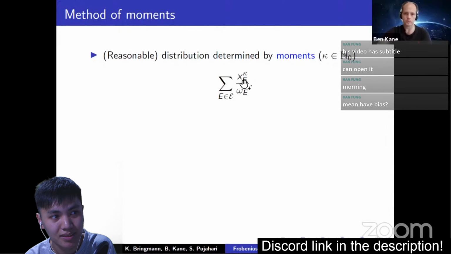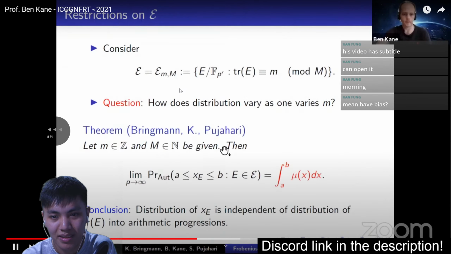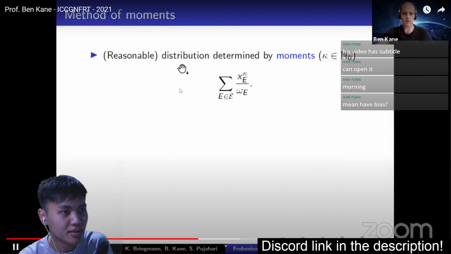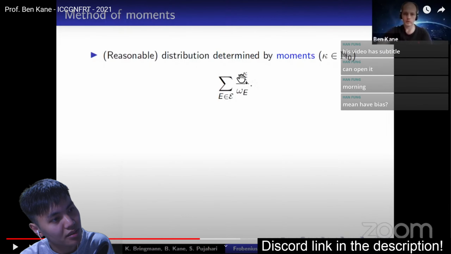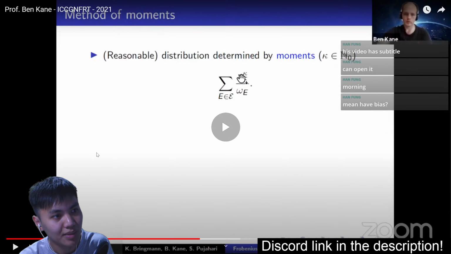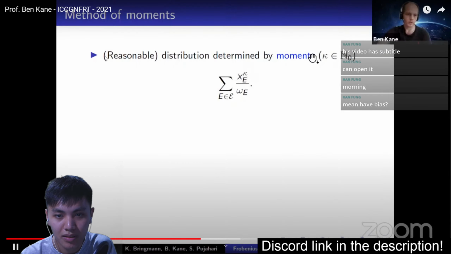So here we have the weighted moments. So we take x sub e to the kappa power, where kappa is some integer bigger than or equal to 0. Hold on, sorry, the output volume was set too low. The basic idea is that any kind of reasonable distribution is actually determined by the moments.